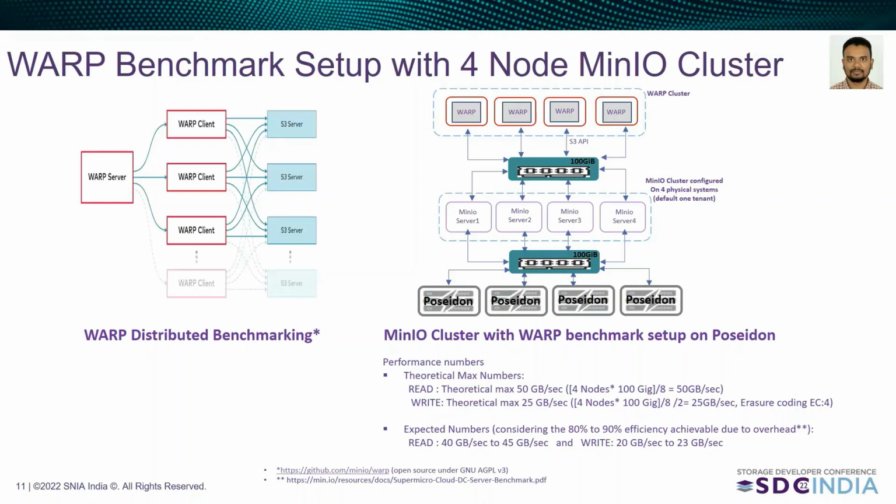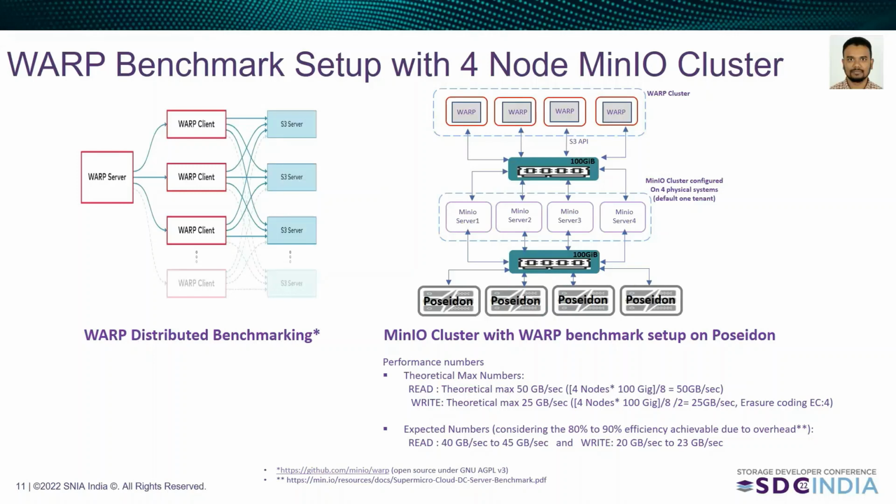For example, it can be configured to run with different sizes of objects, number of parallel threads, enabling and disabling of TLS, etc. to represent the workload. For read performance, we run warp with the get argument, and for write performance, we run warp with the put argument. Testing of one or more MinIO hosts with one or more warp clients can be done in a coordinated and automated way by using warp distributed benchmarking.